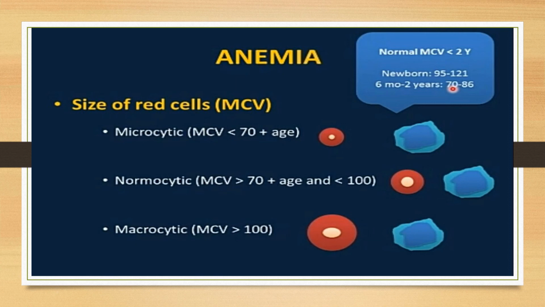So any MCV value for an 8-year-old child less than 78 is called microcytic anemia. Whereas normocytic anemia is MCV greater than 70 plus the age of the child, up to 100. And macrocytic anemia is MCV greater than 100. This is an estimated way to use when we don't have the chart at hand.